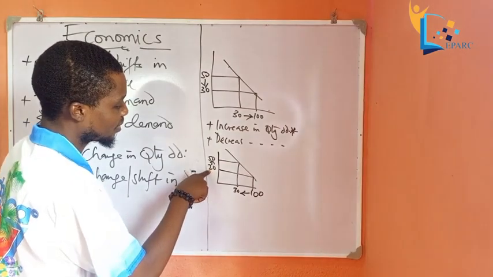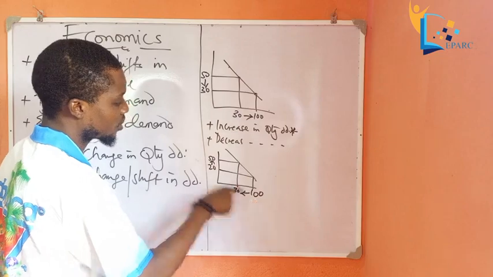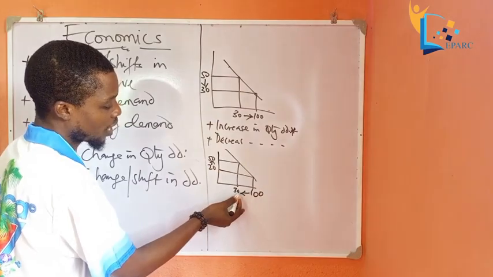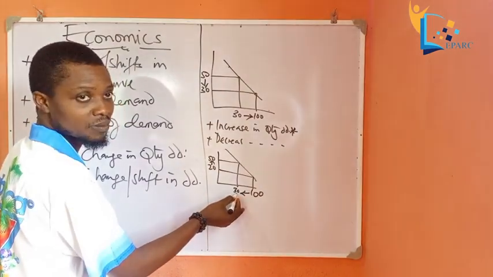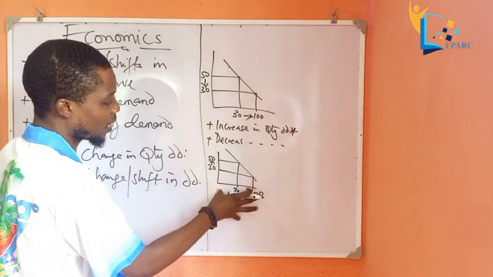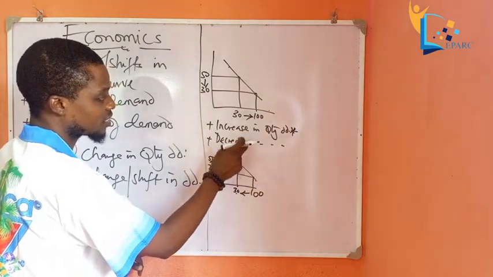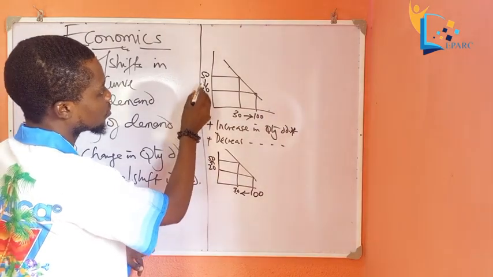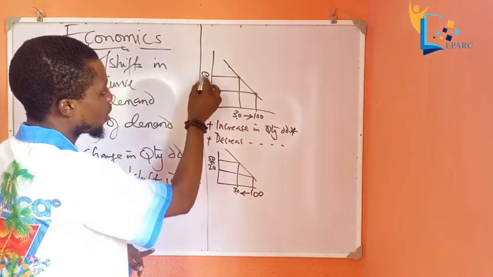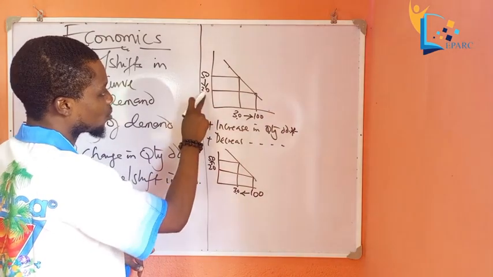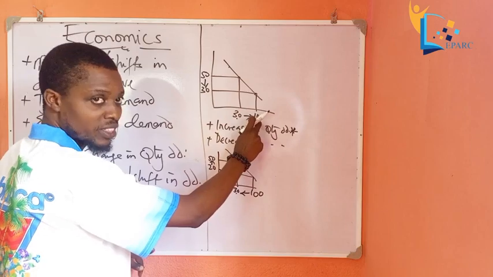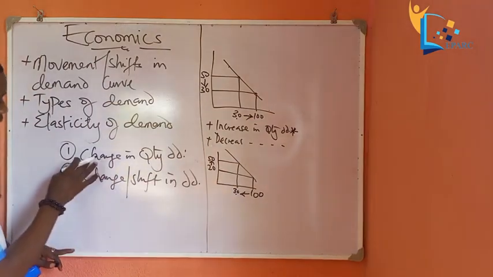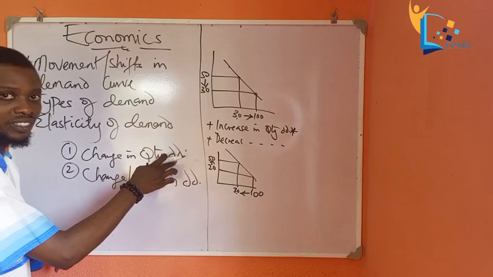At 20 naira, we're buying 100 units. When it increases to 50 naira, we have to reduce our quantity demanded to 30 units. So this illustration addresses decrease in quantity demanded. Are we together? When the price was 50 naira, we bought 30 units. When it declined to 20 naira, we now buy 100 units. Do you see the difference? This simply illustrates change in quantity demanded.